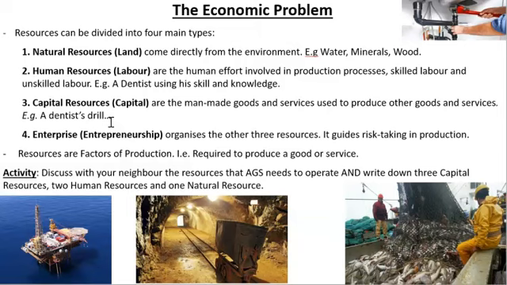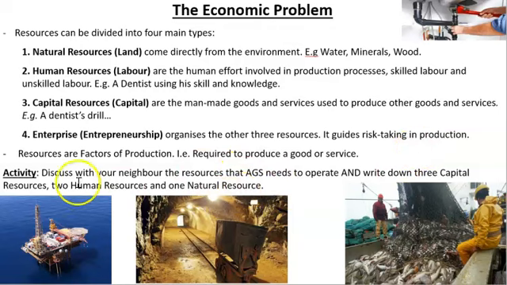And finally, guys, our final factor of production is enterprise or entrepreneurship. And this is that unique human creativity which organizes the other three resources. So it's that problem-solving, risk-taking element of the human mind that helps us organize the other three resources in better and better ways. So as I said before, resources are factors of production, and they're used to produce goods and services that satisfy needs and wants.